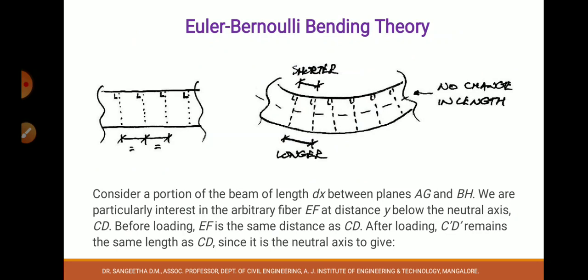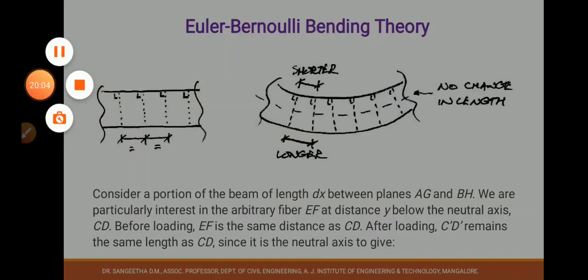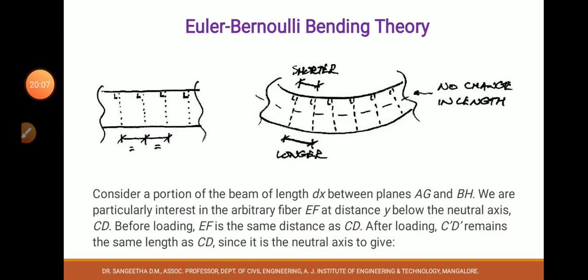Euler-Bernoulli theory. Initially the beam is considered to be straight, and later under the action of loading the beam undergoes deformation. Due to the deformation, the top fibers will be under compression, or become short, whereas the outer fibers will elongate and be in tension. The middle fibers, or the neutral axis fibers, will have no change in length.